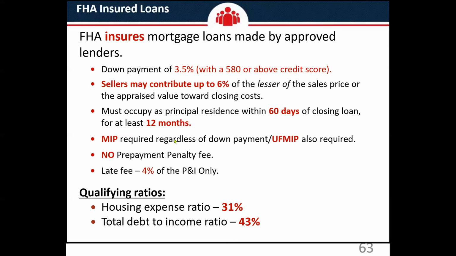MIP is on government loans. PMI is on conventional loans only. You have 2 types of MIP on your FHA loan: you've got your MIP, required like a monthly payment, and you've got the UFMIP. There is no prepayment penalty, and the late fee is only 4% of the P&I, not 5%.